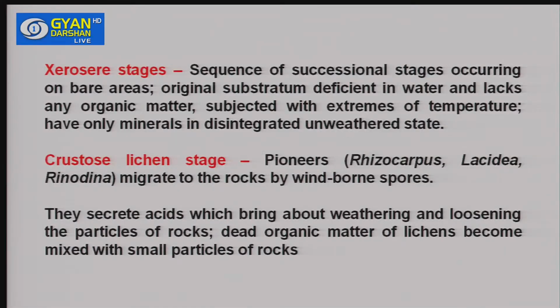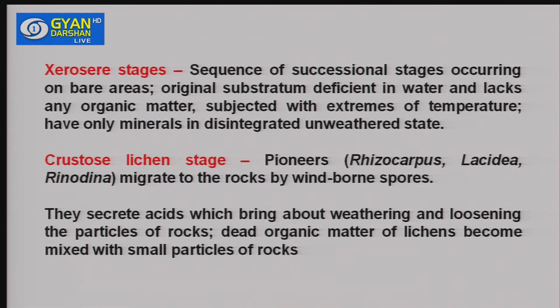So this will begin with the lichen stage. All of you know what is meant by lichen. Lichen is actually a symbiotic association between an algae and a fungi. And in botany, you must have studied that lichens are of different kinds: the foliose lichen, the crustose lichen, and the fruticose lichens.